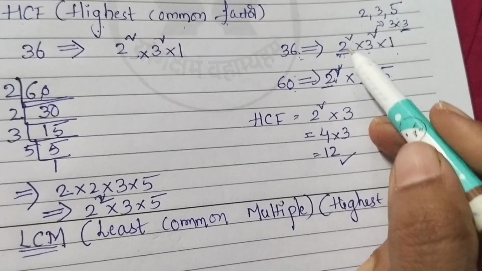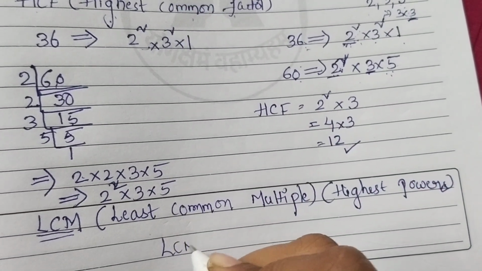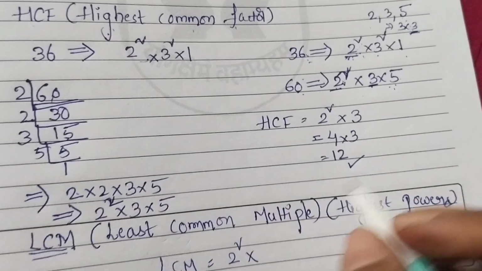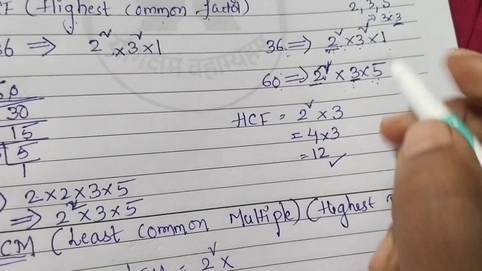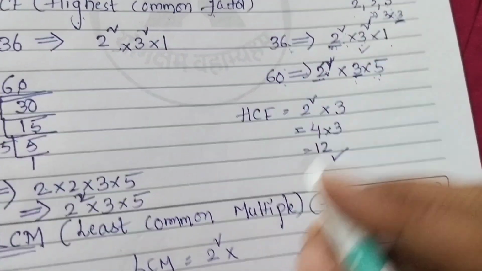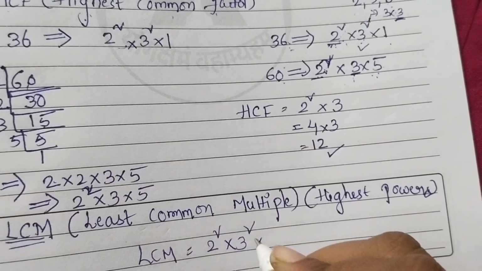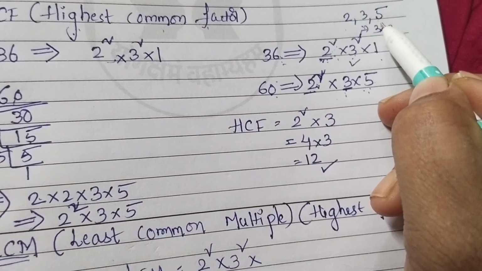Here it is 2 square. Here also it is 2 square. So coming to 2, what is the highest power? 2 square, right? Next, coming to 3, what is the highest power? 3 square or 3? 3 square is the highest power. So 3 square, right? And the last prime number is 5, right?